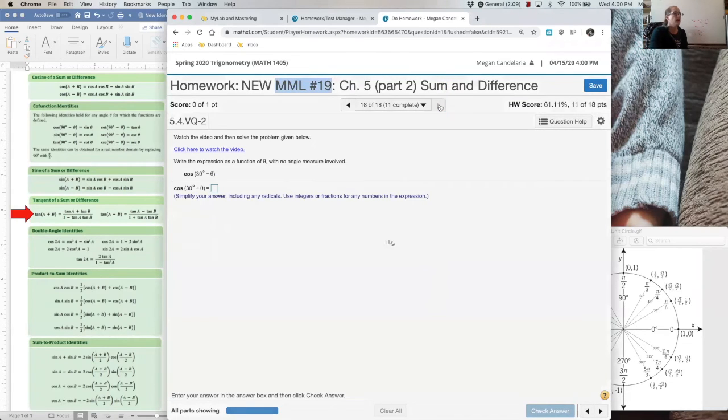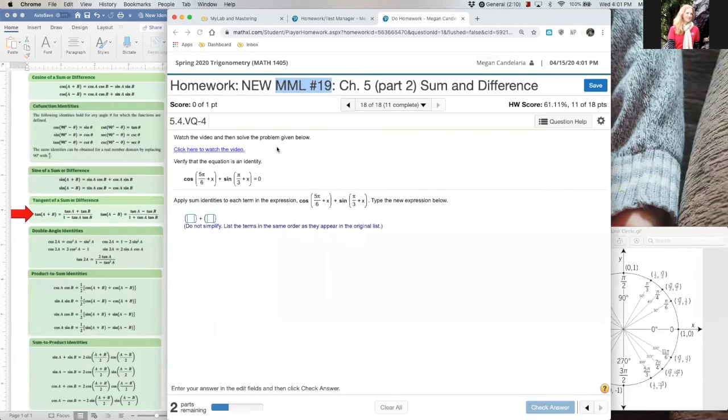Okay, so last question. Here we're asked to watch the video and then solve the problem given below. Well, I do really encourage you to watch the videos. I think they're kind of helpful, but I'm not going to make you watch a video within a video. That seems very matrixy. Okay, so we're going to verify that this equation is an identity. So how do we verify identities?